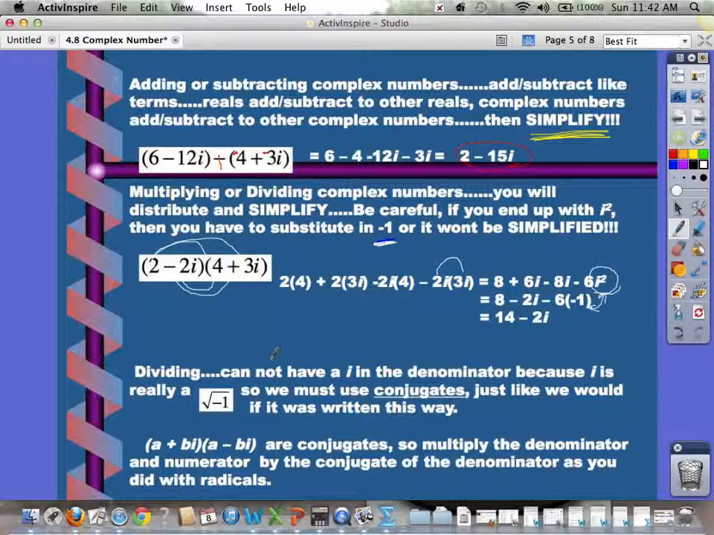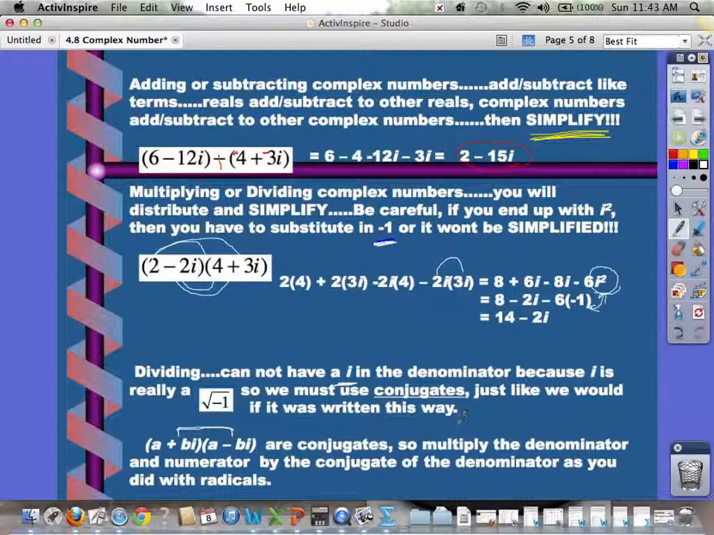All right, so dividing, you cannot have an i in the denominator. Just like with the radicals, you couldn't have a radical in the denominator, because i really is a radical. i is the square root of negative 1, so you can't have that in there. You've got to treat it like it's a radical and use conjugates. Conjugates are what we talked about with the radicals. It's just the opposite. So looking at this, a plus bi, the opposite would be a minus bi. These two are opposites of each other. We use those to get rid of those i's.